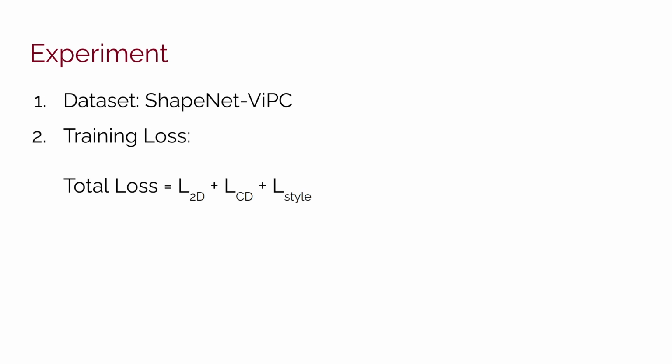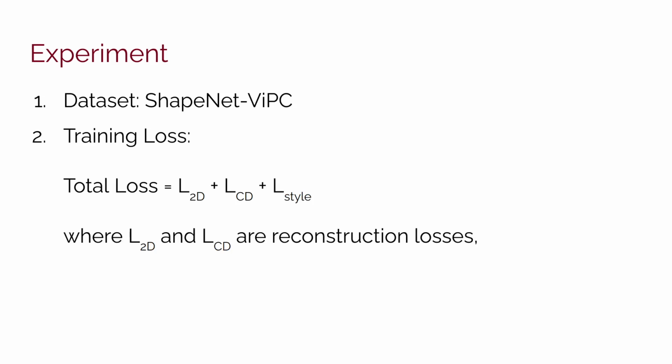So, training loss. The total loss is given by 3 losses actually. The first one is the 2D reconstruction loss. The CD loss is called the chamfer distance loss, which is the 3D reconstruction loss. And then we have something called the style loss, or the style transfer loss.